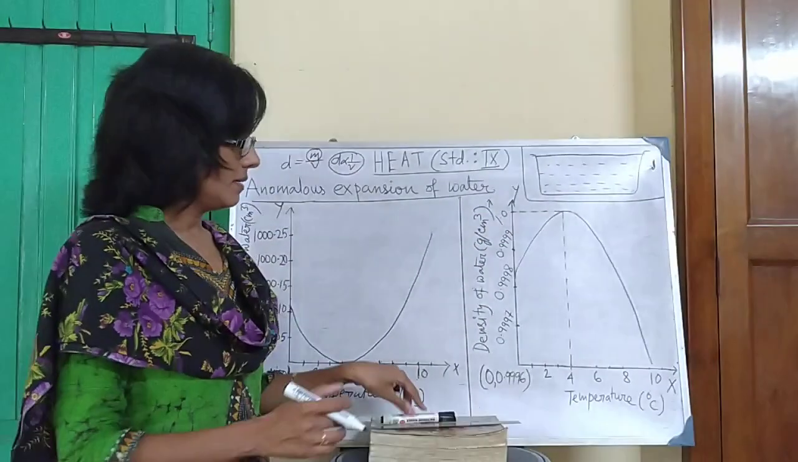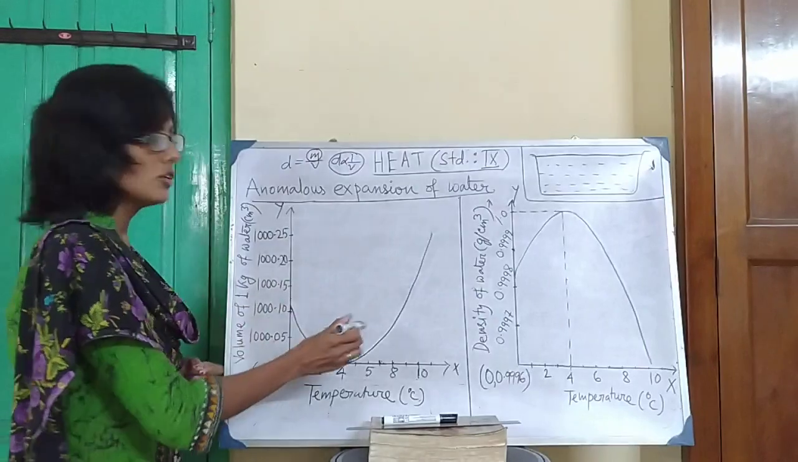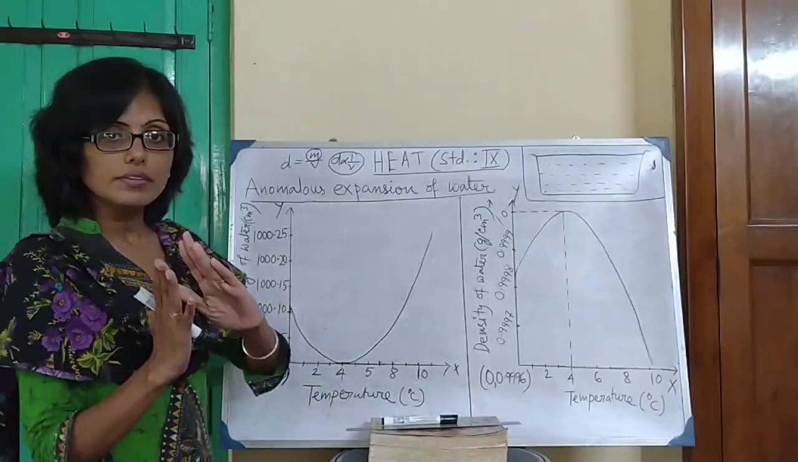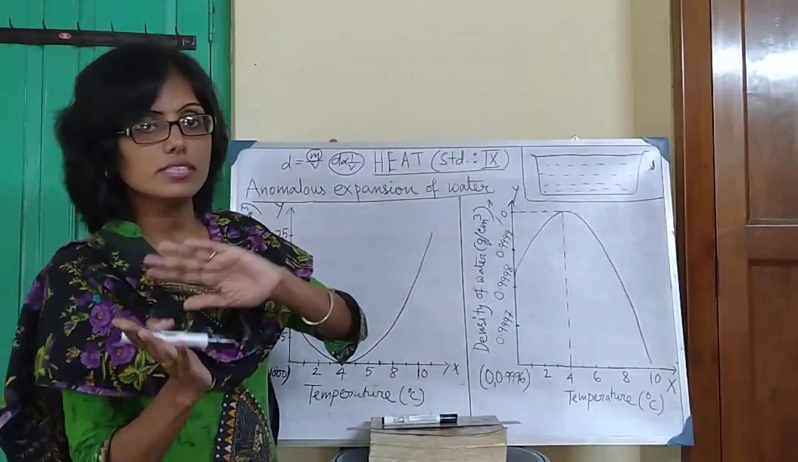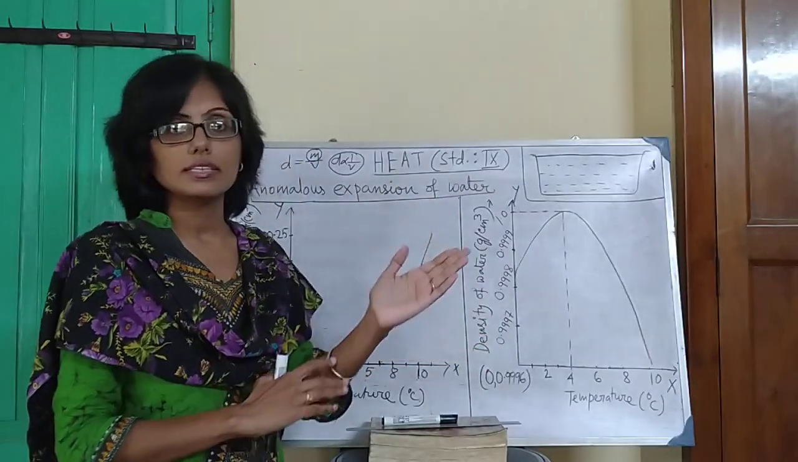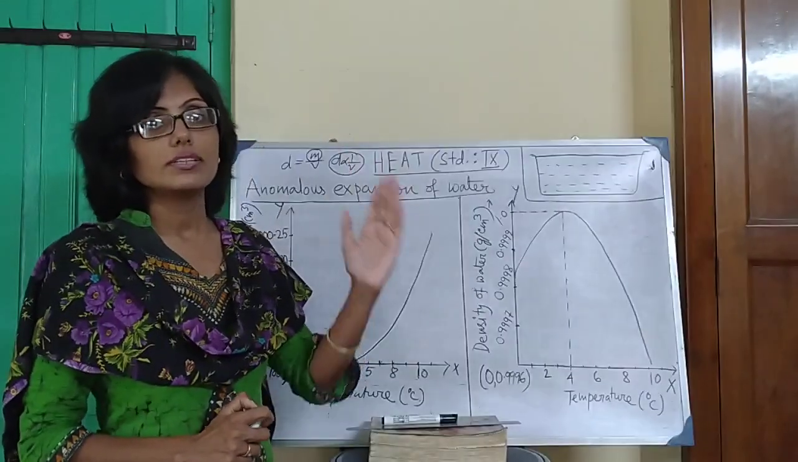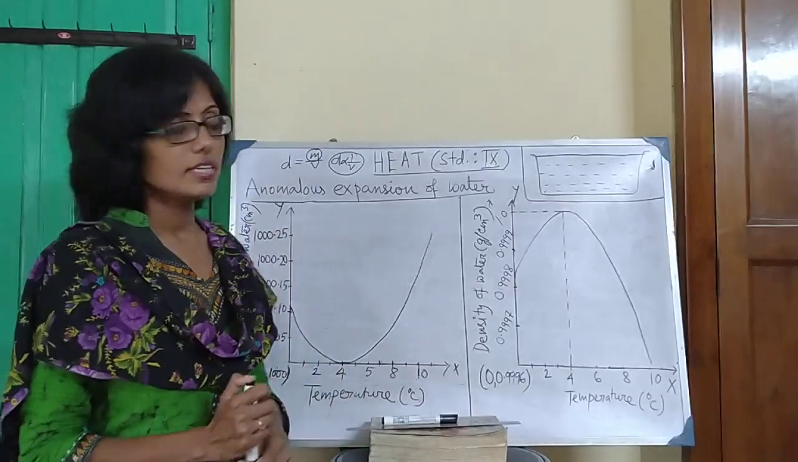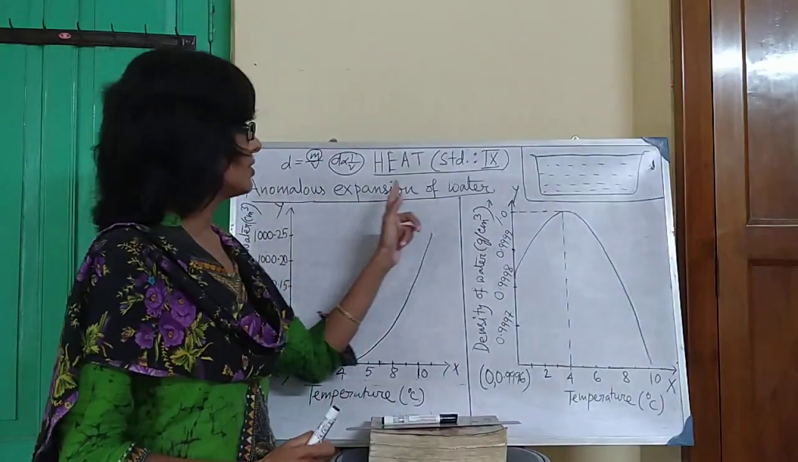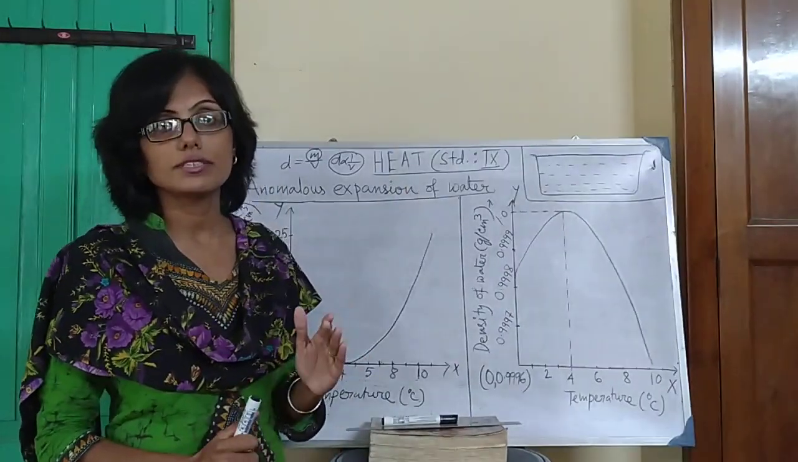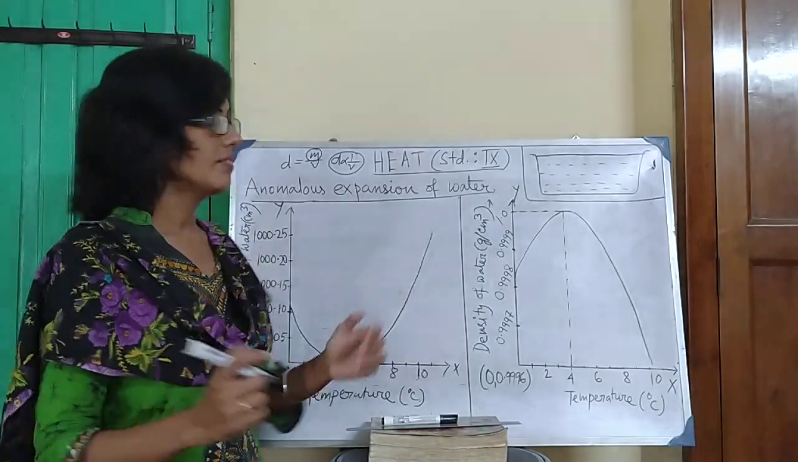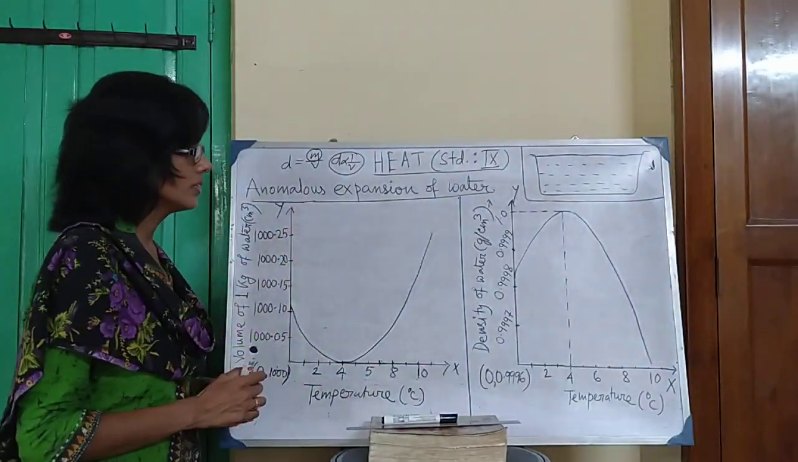Clear? But in between the temperature 0 degree to 4 degree, the nature of water is just opposite to other liquid. This nature or this expansion of water is known as anomalous expansion of water. Anomalous expansion.